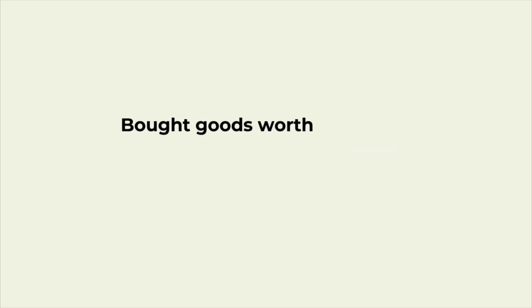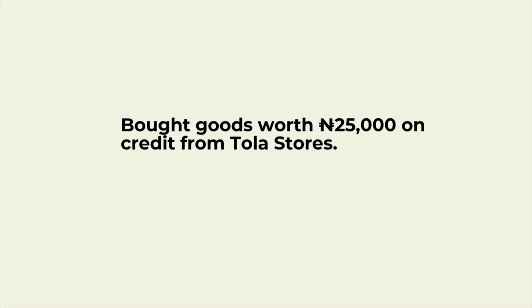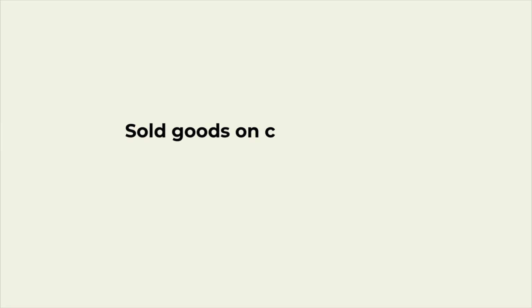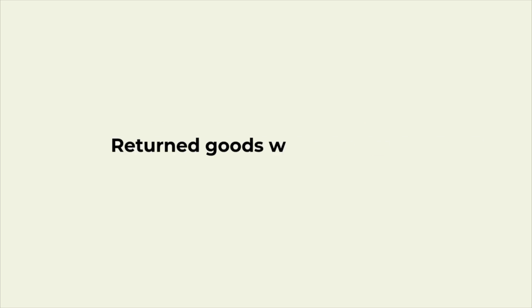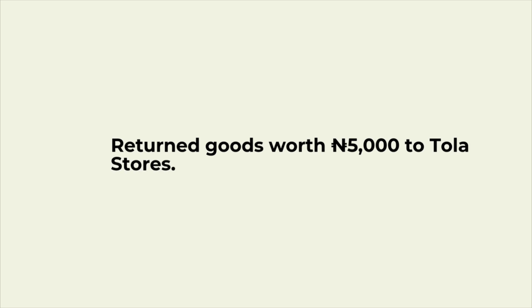So for the next one, bought goods worth 25,000 naira on credit from Tola stores. For this transaction, we have purchases and Tola stores. The next transaction, sold goods on credit to Musa. We have Musa Enterprises account and sales account. For the next one, return goods worth 5,000 naira to Tola stores. For this, we have stock of goods returned, which is return outwards, which will be represented by return outwards, and Tola stores.